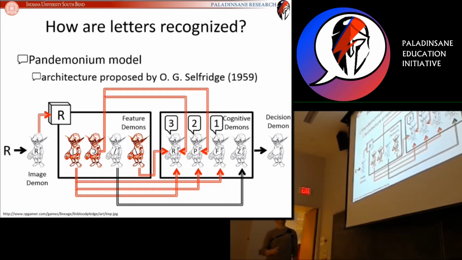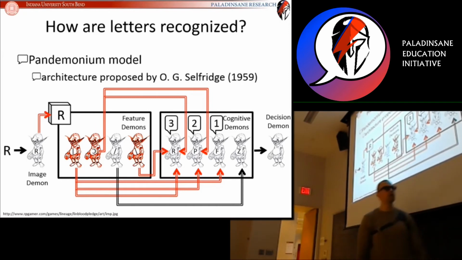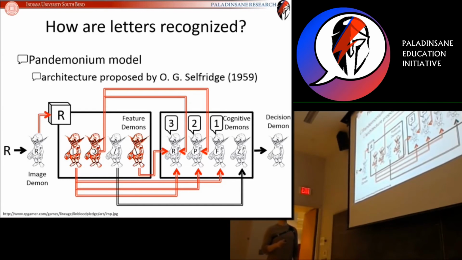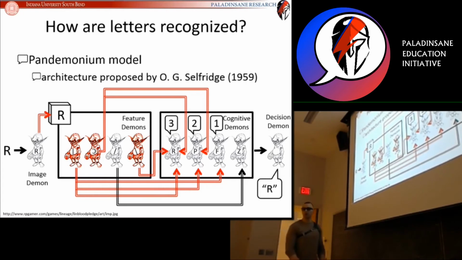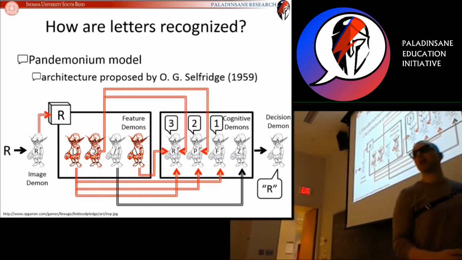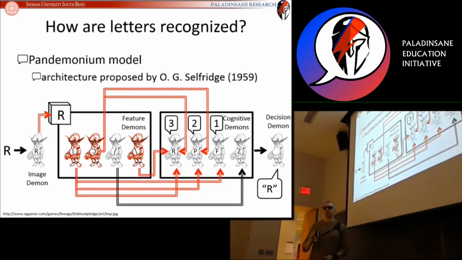And demon Z over here basically says, I didn't know anything was going on. I got no messages whatsoever. So this decision demon is looking in, and he looks at who got the most messages, and in this case, it turns out to be R, and the decision demon says, oh, okay, if R got the most messages, we're looking at an R. And there you have the Pandemonium, aka Daemon model of letter recognition. Any questions about that one?